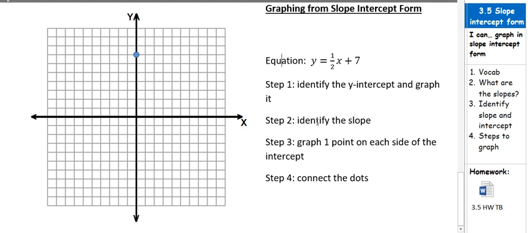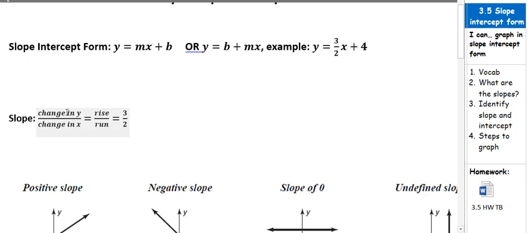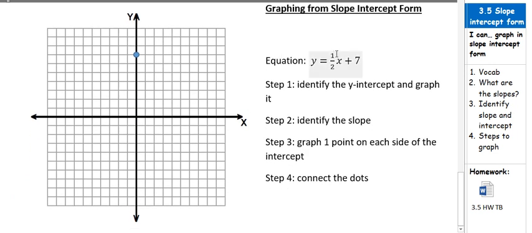Step 2 says identify the slope. It means how is my graph changing from left to right? Slope is always the value on the x. In this case, 1 over 2. If I think back to my slope, it's always the change in y over the change in x. In other words, the rise over the run. Slope in this case is 1, 2. Rise 1, run 2.